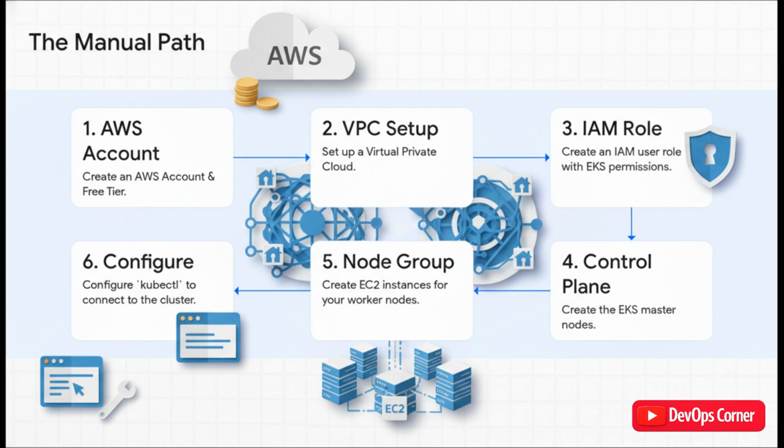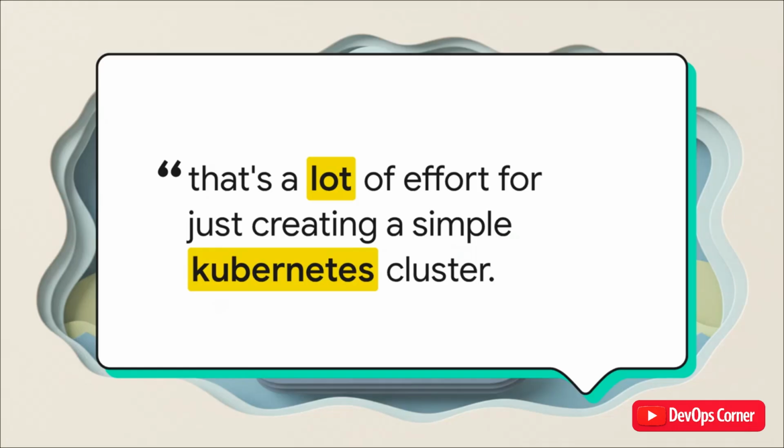Okay, so if you're feeling adventurous and chose the hard way, here's what you'd be doing. First, you'd need your AWS account. Then you'd have to create a virtual private cloud, a VPC, which is your own little isolated corner of AWS. Next up, you'd need to create a special IAM role with all the right permissions for EKS to work. Only then could you actually create the control plane. But wait, you're not done. You still need to create a node group of EC2 instances for your worker nodes. And to top it all off, you'd have to manually configure your kubectl tool on your laptop to talk to this new cluster. Phew! Yeah, just looking at that list is kind of exhausting, right?